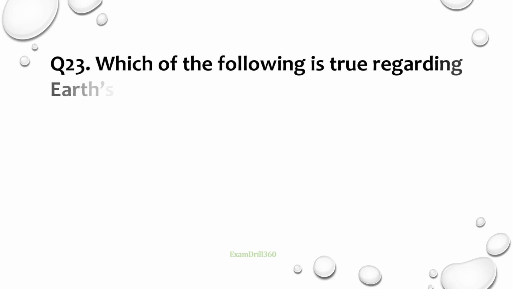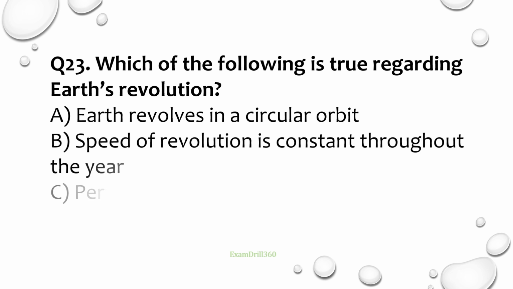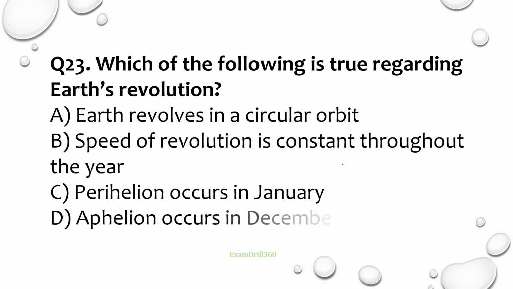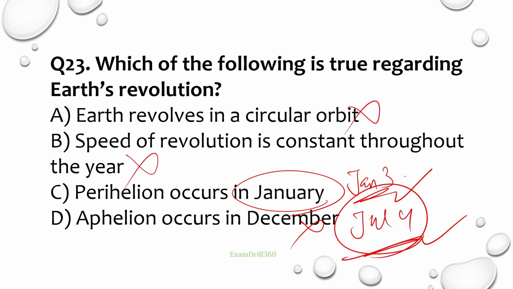Next, question number 23. Which of the following is true regarding Earth's revolution? Earth revolves in a circular orbit. This is wrong. Speed of revolution is constant throughout the year. This is totally wrong. Perihelion occurs in January. This is correct. Which date? January 3rd. And aphelion occurs in December. This is also wrong. Aphelion occurs on which day? On July 4th. Next. Clear?